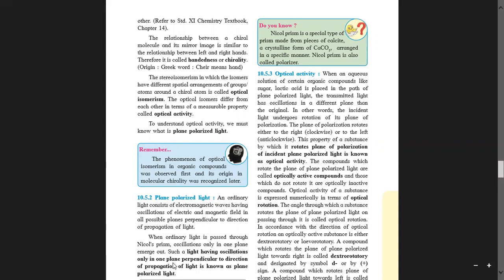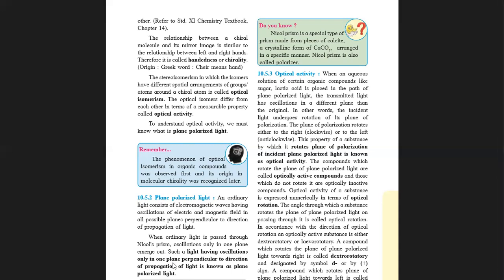Polarized light is known as optical activity, or in simple words, it can be defined as the property of a substance of rotation of plane polarized light. That is called optical activity. So this is the definition of optical activity. This plane polarized light may be rotated either to the right side, that is in clockwise direction, or to the left side, that is in anti-clockwise direction.